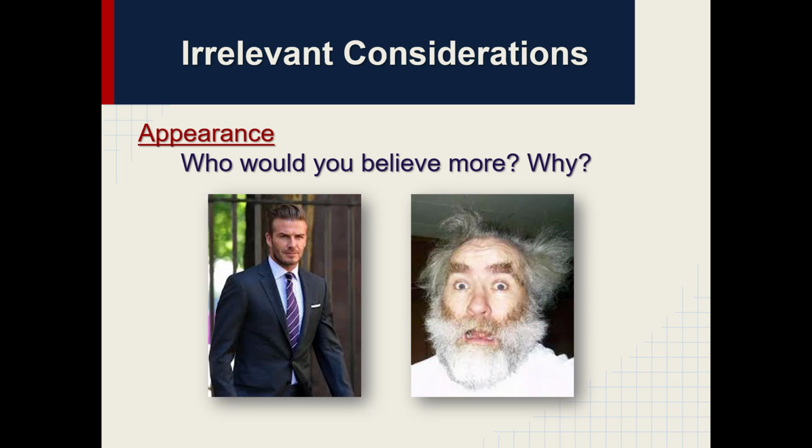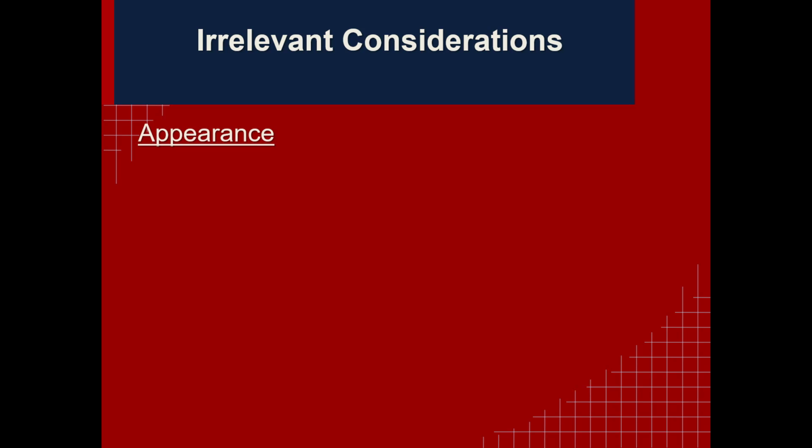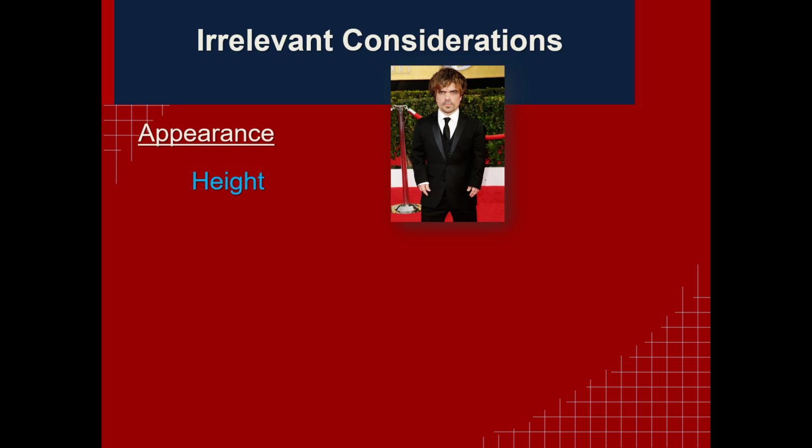Appearance is an irrelevant consideration when you're judging arguments. I really want to drive this home about appearance because we let this affect us way too much. We're very visual creatures as humans, so we do get persuaded very easily. Things like height, I mean, we'll believe a taller person more than a shorter person. Doesn't make any sense, but we do it.